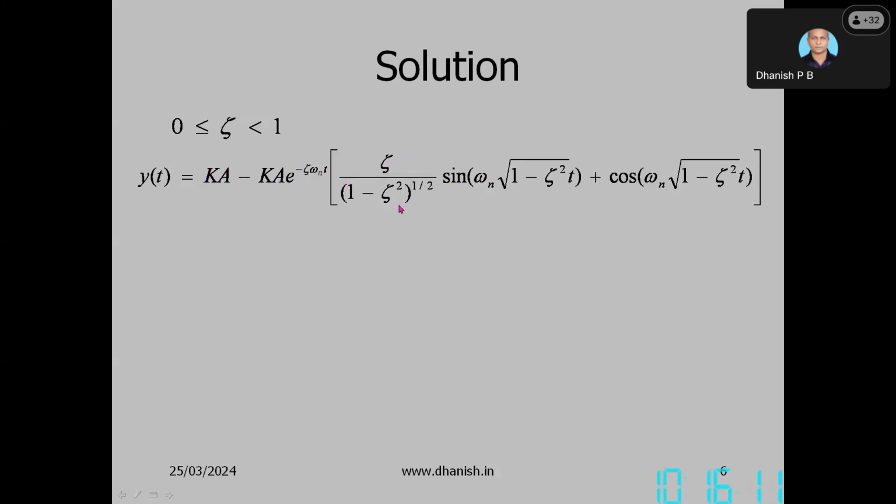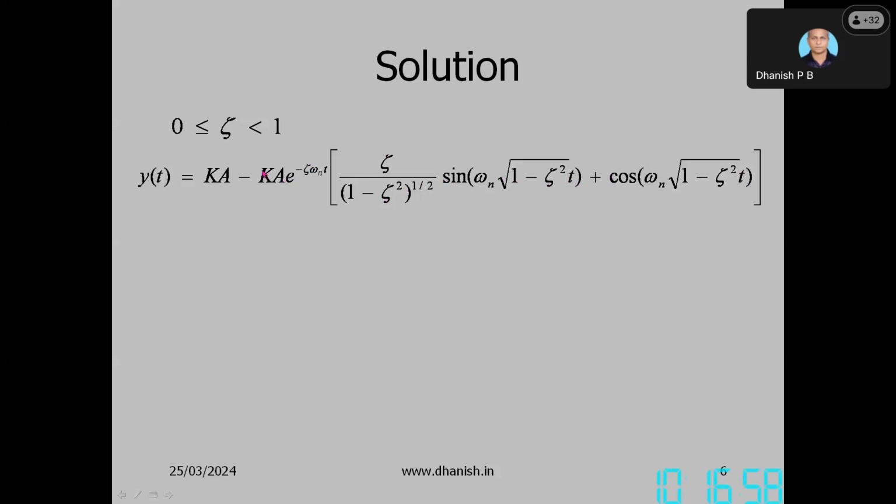zeta by root of 1 minus zeta square. So zeta is the damping ratio, and zeta is less than 1. Okay, so that is why here it is 1 minus zeta square. Zeta by root of 1 minus zeta square into sine of omega n into root of 1 minus zeta square into t, plus cos of omega n into root of 1 minus zeta square into t. So sine something plus cos something, but sine is again multiplied by something, and it is multiplied by e raised to minus something. So you can substitute various values.